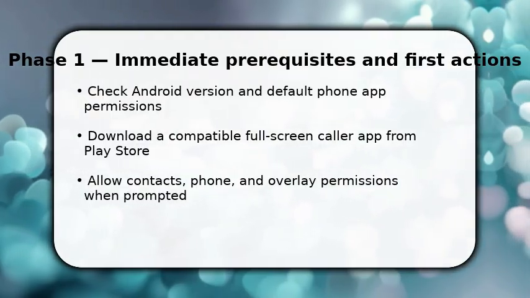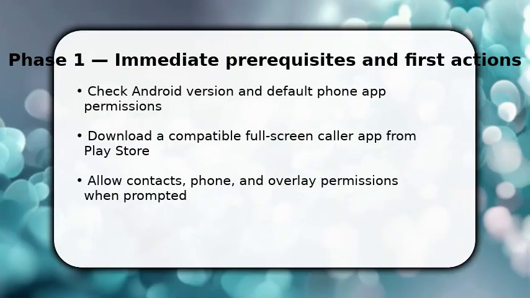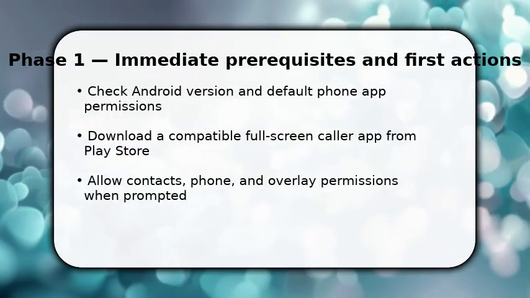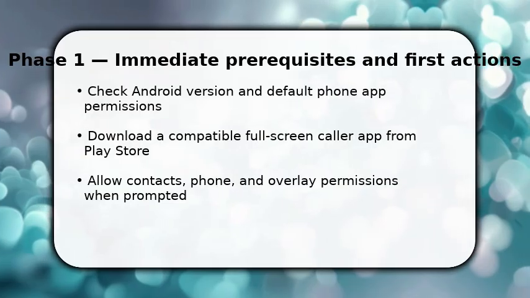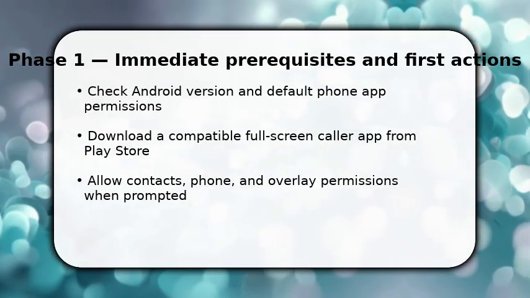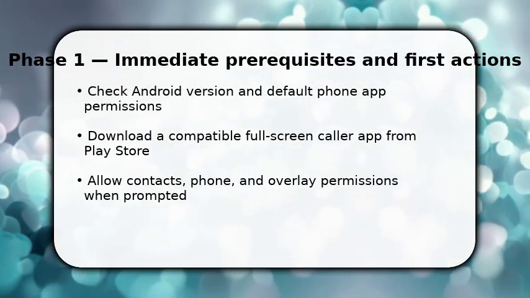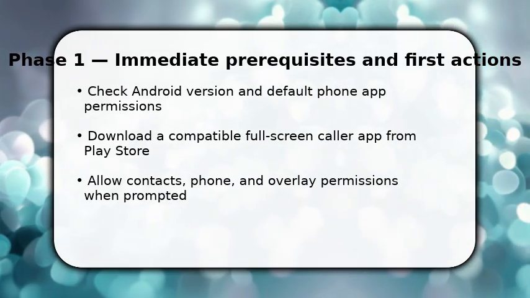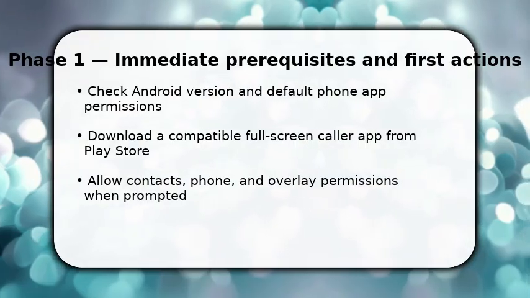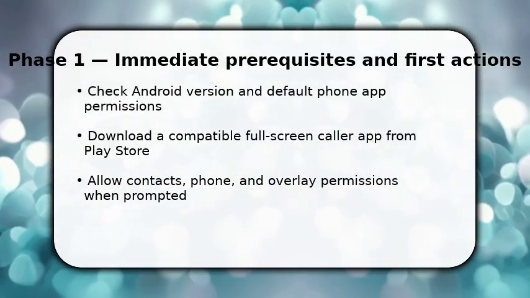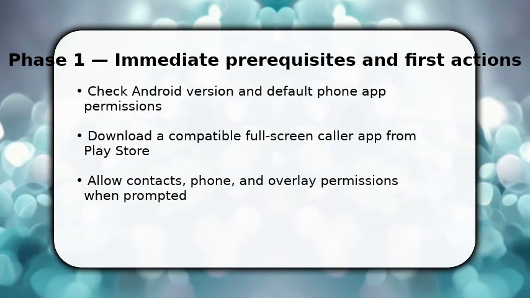Next, install a full-screen caller ID app, pick one rated for your OS. Once done, open it and grant contacts and phone permissions, then allow display over other apps. You must accept overlays now, otherwise the full-screen UI can't appear. Finally, set the app as your default caller interface if the app requests it so calls route through it.